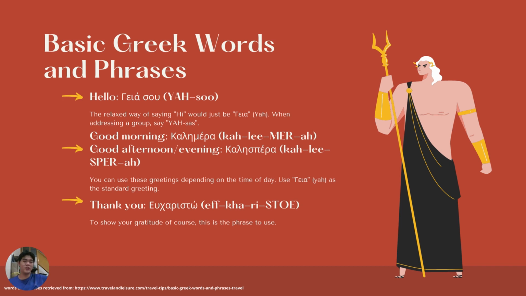For basic Greek words and phrases, we'll start off with something that you need to know if you plan on visiting Greece or talking with a Greek person. First we have hello. Their hello is pronounced as yasu. The relaxed way of saying hi would just be ya. When addressing a group, say yasas.